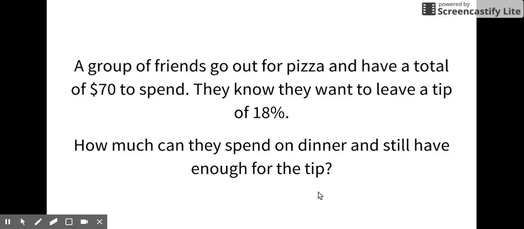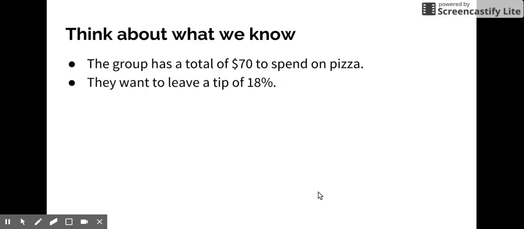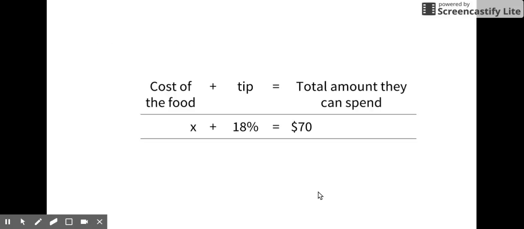In the next example, a group of friends go out for pizza and they have a total of $70 to spend. They know they want to leave a tip of 18%. Apparently, there is no tax in this land, so we're just worrying about the tip of 18% in this one. How much money can they spend on dinner and still have enough for the tip? So we're going to think about what we know. We have $70 to spend, and they want to leave a tip of 18%. So how much money can they spend on their dinner?